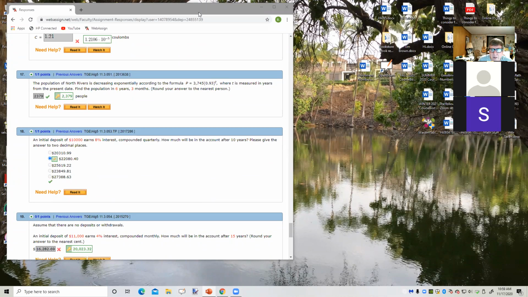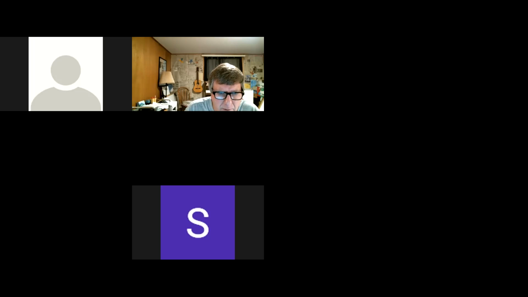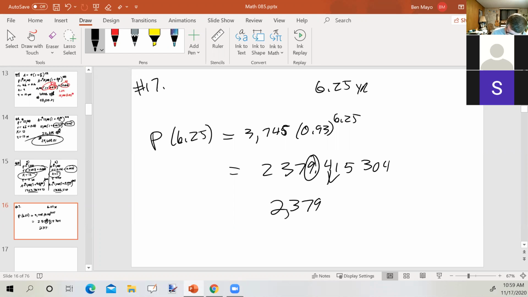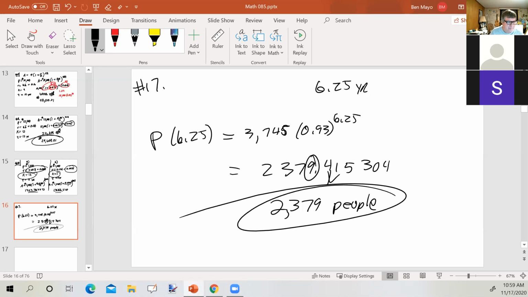Let me look at that. So on our calculator, 3745 times 0.93 raised to the 6.25 power, we get 2379.415304. Rounded to the nearest whole person, the 4 would round down. So 2,379 people. Okay. All right.